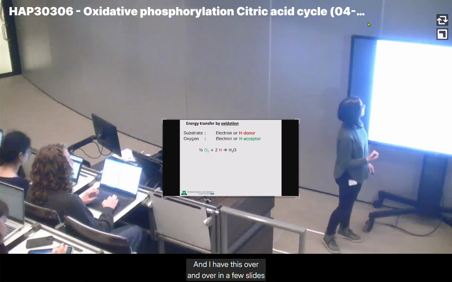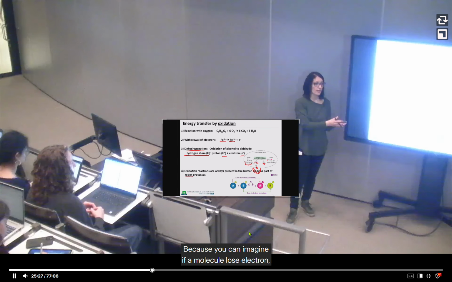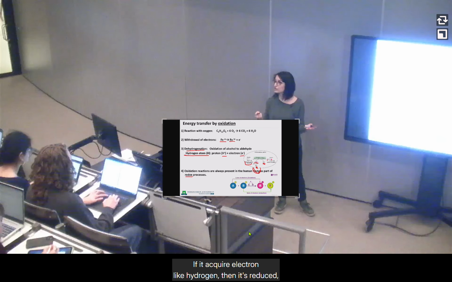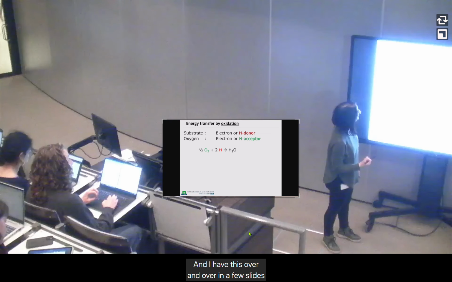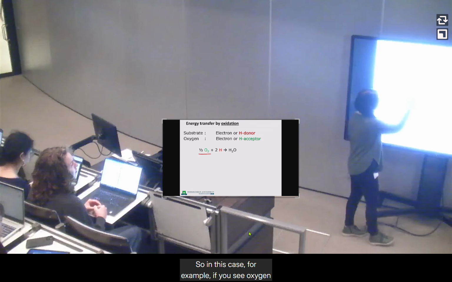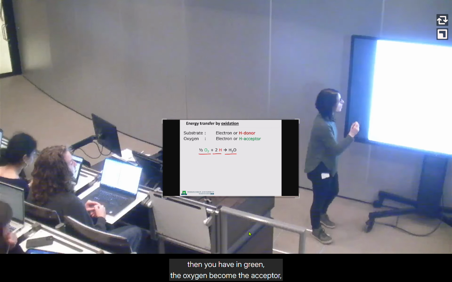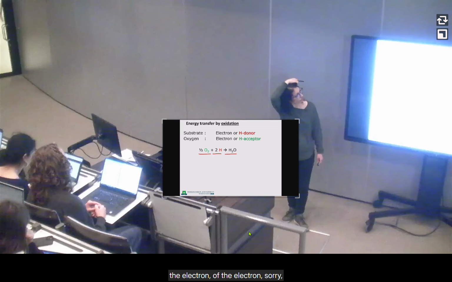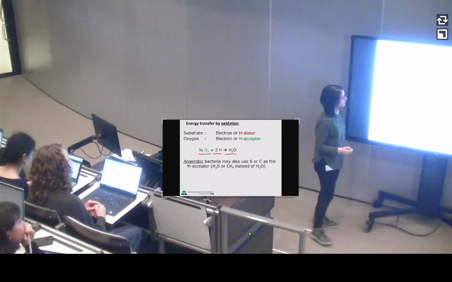Yeah? And I have this comment over and over in a few slides just to fix it, let's say. So in this case, for example, if you see oxygen plus 2 hydrogen, you have water. Then you have in green, the oxygen becomes the acceptor of the electron, sorry. And then the substrate is actually the H here.